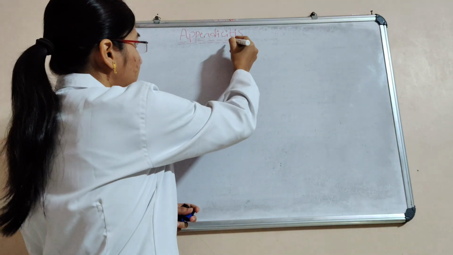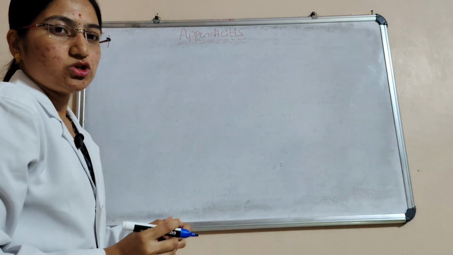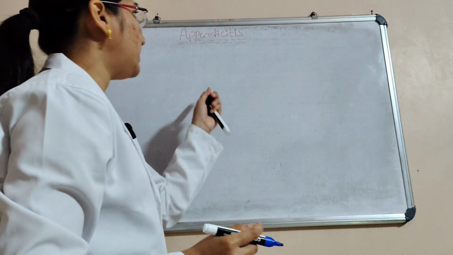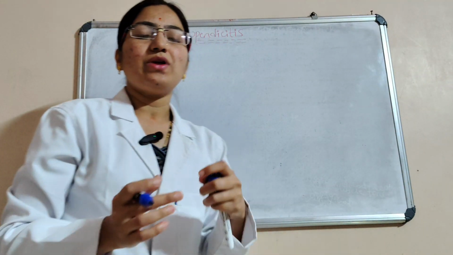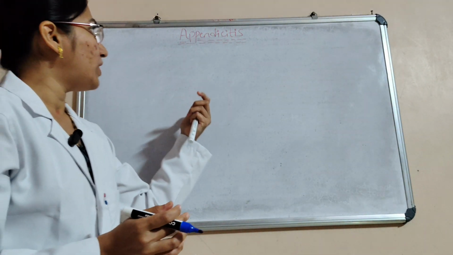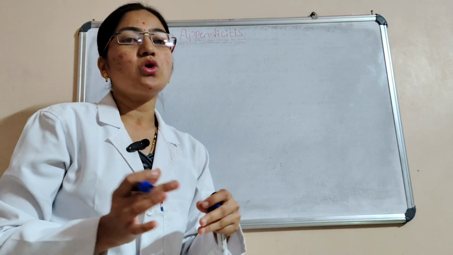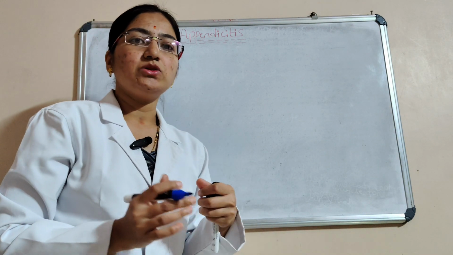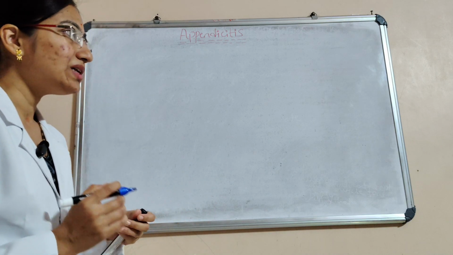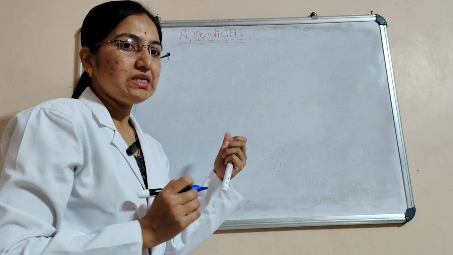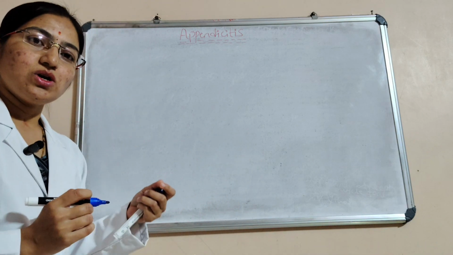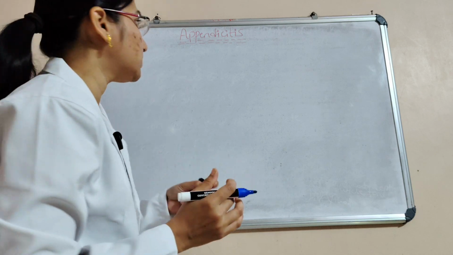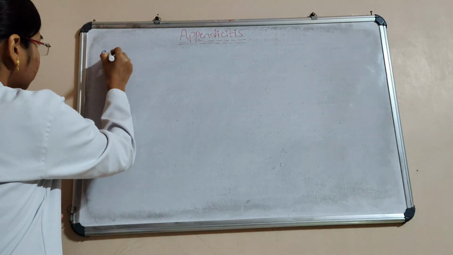Always this itis indicates inflammation. Here, inflammation of appendix. It's an inflammation of vermiform appendix that more commonly develops in adults, that is between the age group of 20 to 30 years, we can say. That is appendicitis. Next we'll see the etiologies and risk factors for appendicitis.